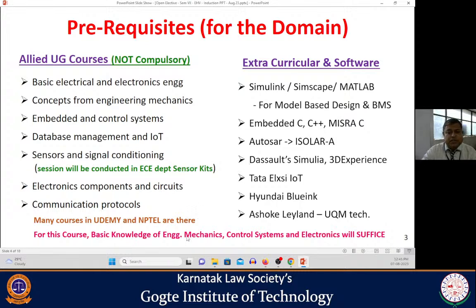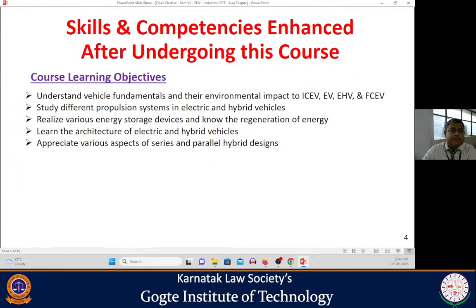For this course, basic knowledge of engineering, mechanics, control systems and electronics will suffice. For my course, even if you don't have any basic knowledge of these things, don't mind. All those basic concepts will be discussed in the class. We will go slow and develop the fundamentals very slowly.